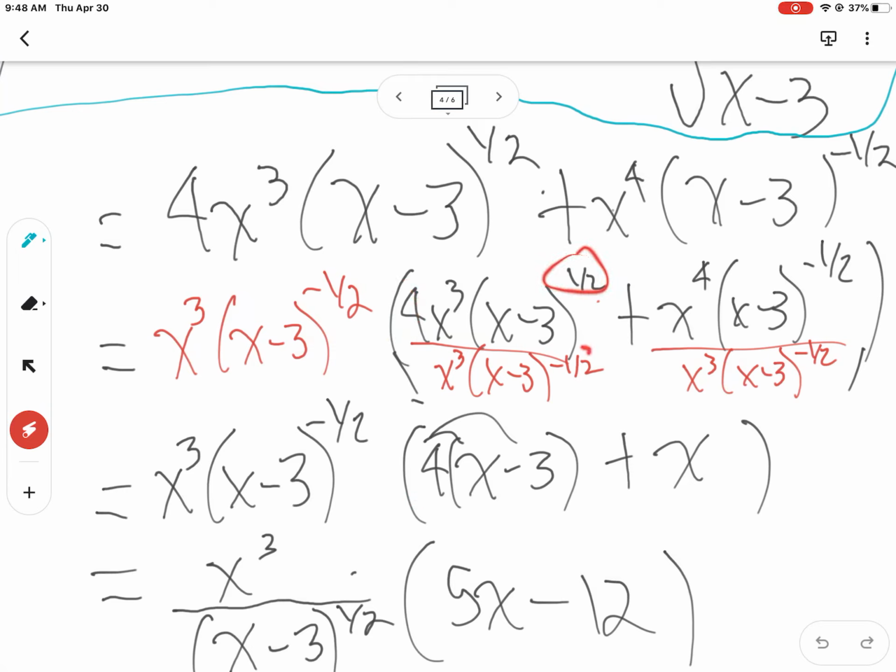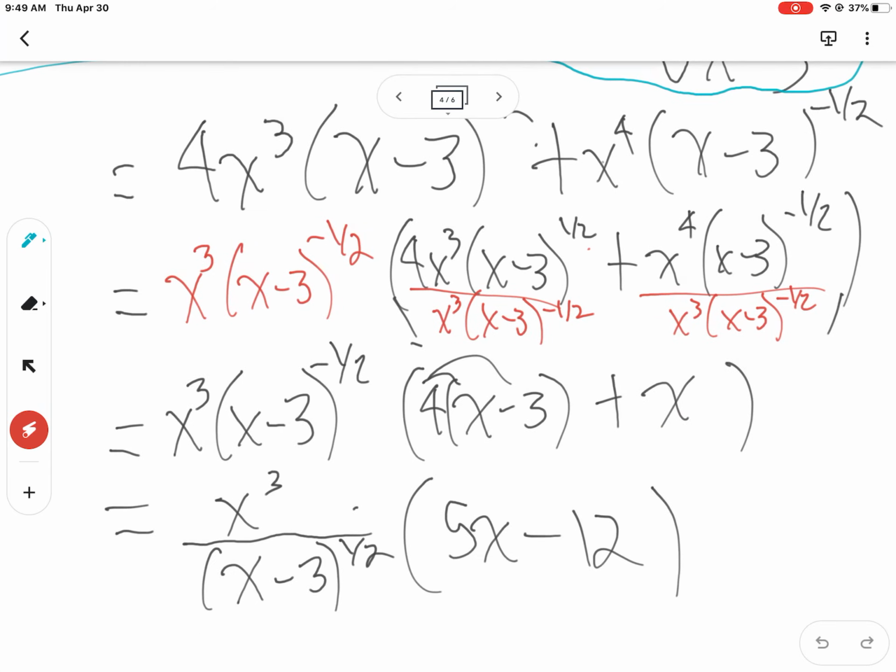Then I've got 1/2 subtract negative 1/2, which is the same as 1/2 plus 1/2, which is x minus 3 to the 1, but I don't have to put an exponent of 1. On this one here, I've got x to the 4th divided by x cubed. That's just x. Then I've got negative 1/2 minus negative 1/2. Well, that's going to be 0, right? Because you're subtracting the same number. And so you're going to get x minus 3 exponent of 0, which is just 1. So that's just x. So I'm almost there.